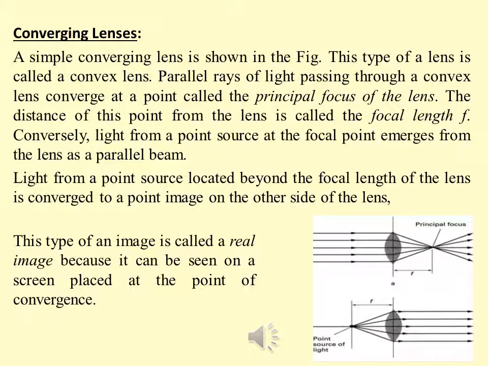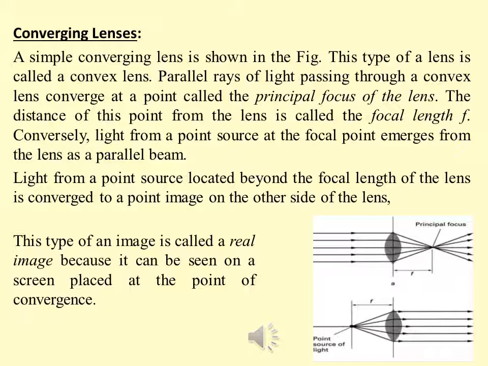This type of lens is called a convex lens. Parallel rays of light passing through a convex lens converge at a point called the principal focus of the lens. The distance of this point from the lens is called the focal length f. Conversely, light from a point source at the focal point emerges from the lens as a parallel beam.